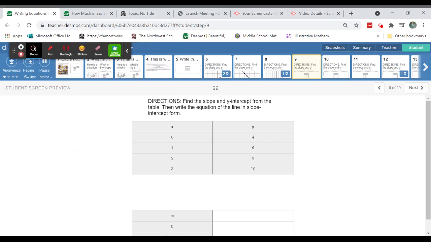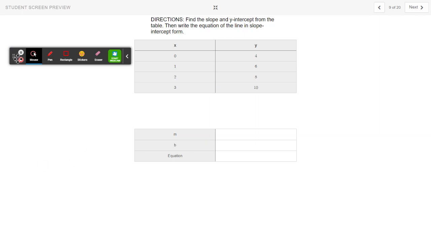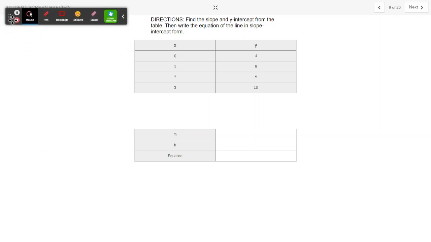So find the slope and the y-intercept from a table, then write the equation of the line in slope-intercept form. This is a new tool that my Screencastify has given to me. And I should, cool, I can write. Okay, let's see what this does. So find the slope and the y-intercept.